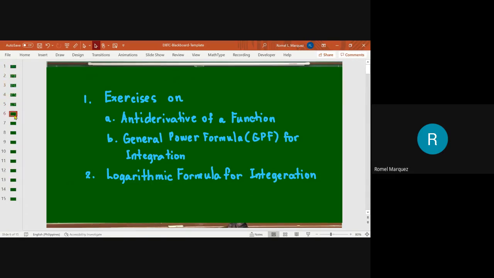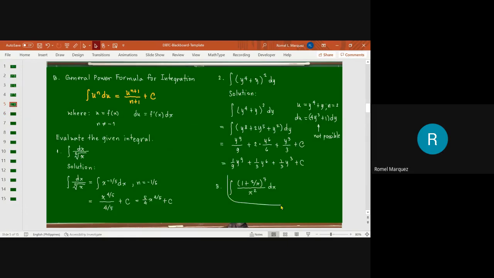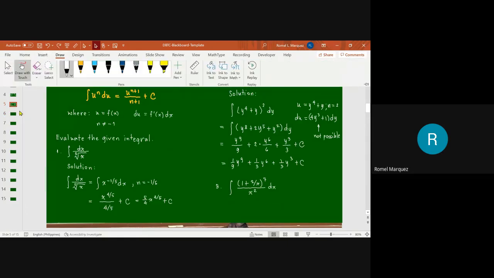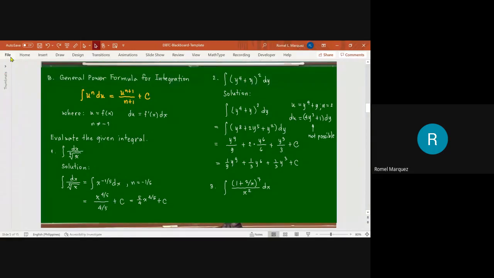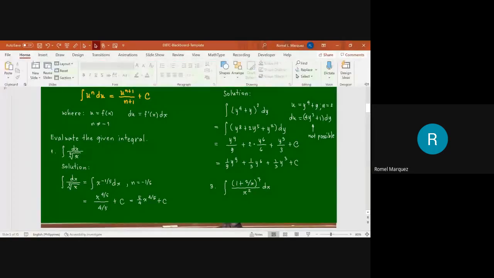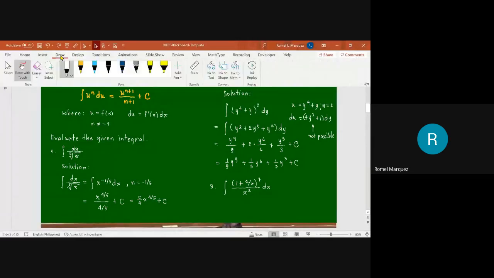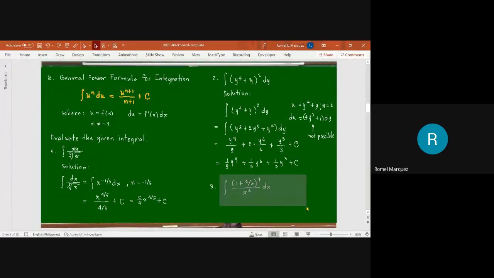Let's move to the next slide. So we have the solution. Let's see if the general power formula will work here. It's not always the case that it is the general power formula. Later, if you have so many formulas, you have to learn how to identify the appropriate formula to be applied to be able to evaluate the given integral. Okay? What is our u here? Let's try. What is a possible u, guys?